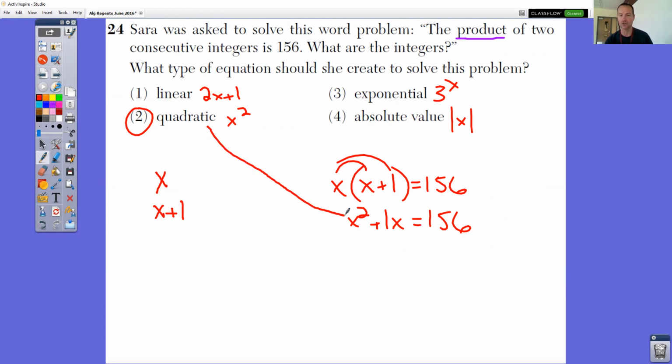This is a quadratic, all right, because it has the x squared. Linear would look like this. We don't have linear because of the x squared. Exponential we would have to the x power. That doesn't make any sense, and we're not doing the absolute value there.